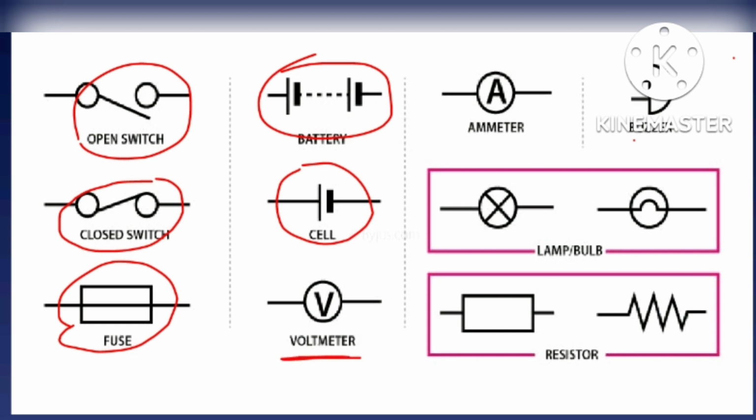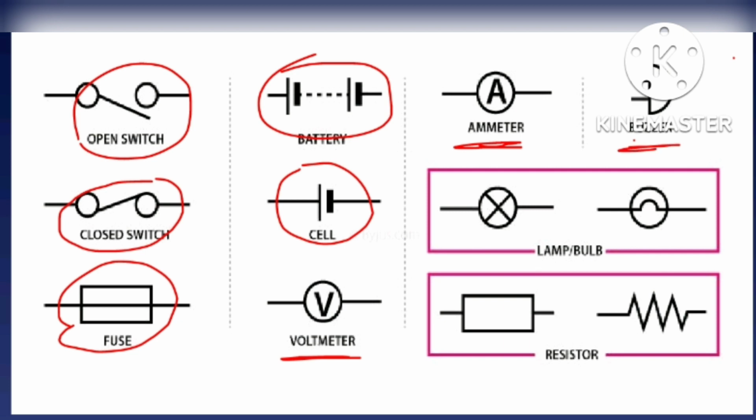This is the symbol of a voltmeter, as we talked about earlier. And this is the ammeter symbol. An ammeter is also an instrument like a voltmeter, but quite different. It is used for measuring the current in a circuit. And this should be connected in series, whereas the voltmeter must be connected in parallel.